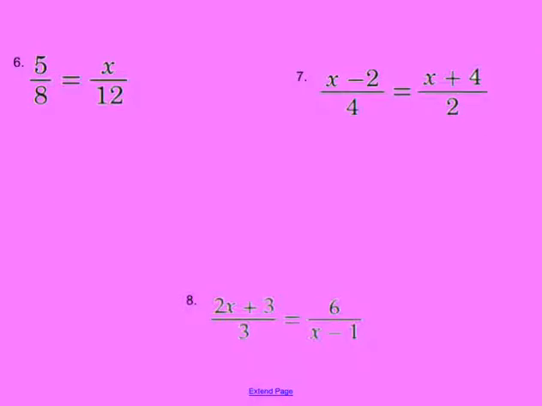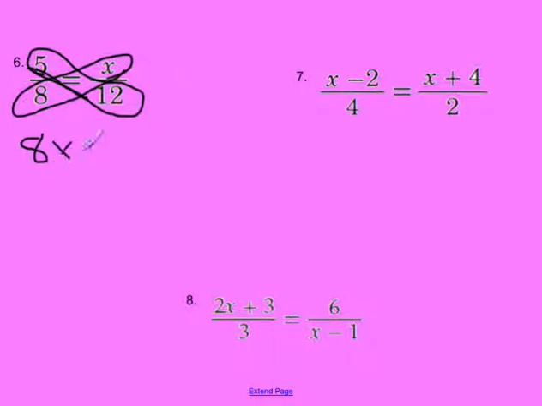So for number 6, we need to cross multiply. So what that means is I'm going to multiply across my fractions. When you have two fractions that are set equal to each other, you can use cross multiplication. So I'm going to take 5 times 2 and set it equal to 8 times x. Well, 8 times x is just going to give me 8x, and 5 times 12 is going to give me 60.